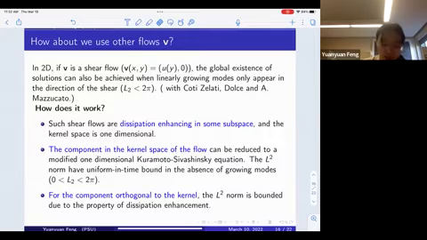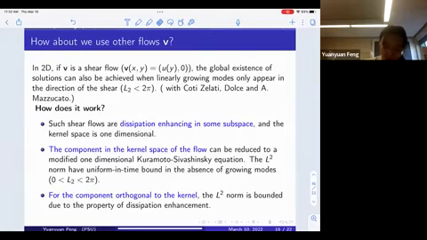In 2D, we can prove that if V is a shear flow, the global existence of solutions can also be achieved when linear growing modes only appear in the direction of the shear. This is a joint work with Coti Zelati, Dolce, and Mazzucato. So how does it work? Such shear flows, as I mentioned before, are dissipation enhancing in some subspace, and the kernel space is one-dimensional. For the component in the kernel space of the flow, this can be reduced to a modified one-dimensional Kuramoto Sivashinsky equation.